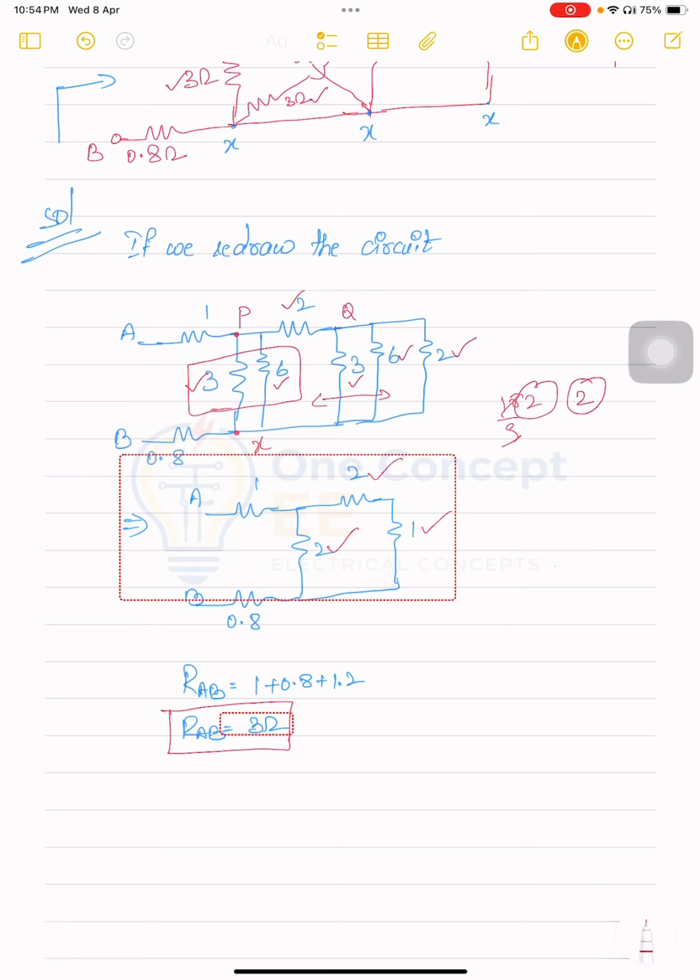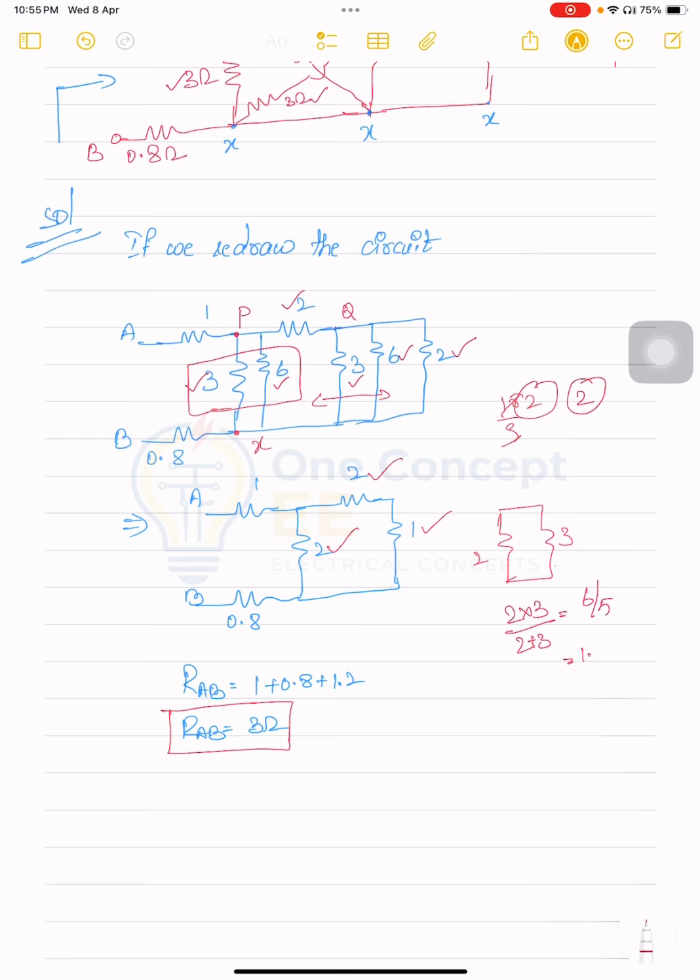Then this 2 and 3 is in series and it is parallel with 2. Like it will become 2 and 3, then 2 into 3 by 2 plus 3, 6 by 5, it becomes 1.2.